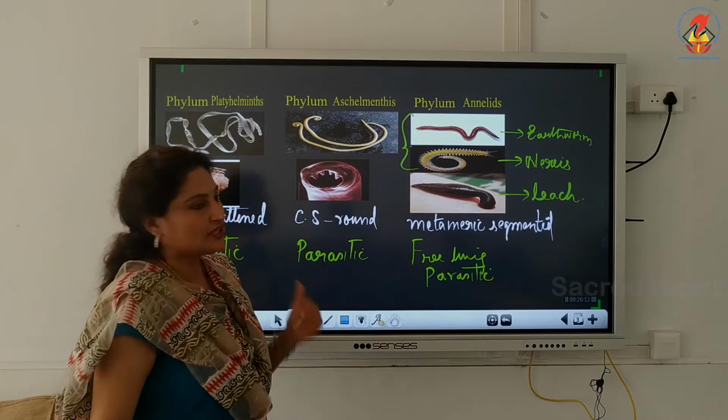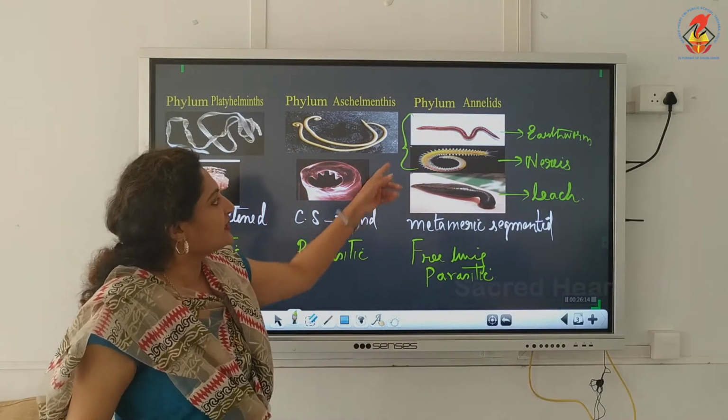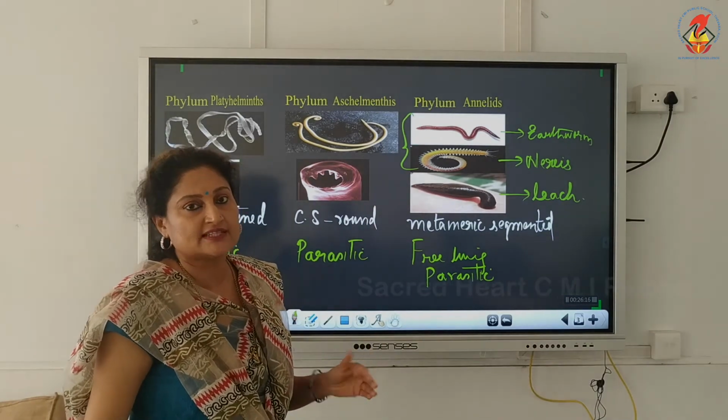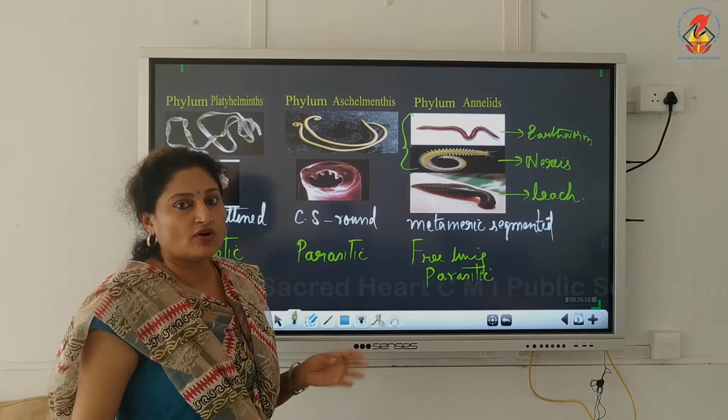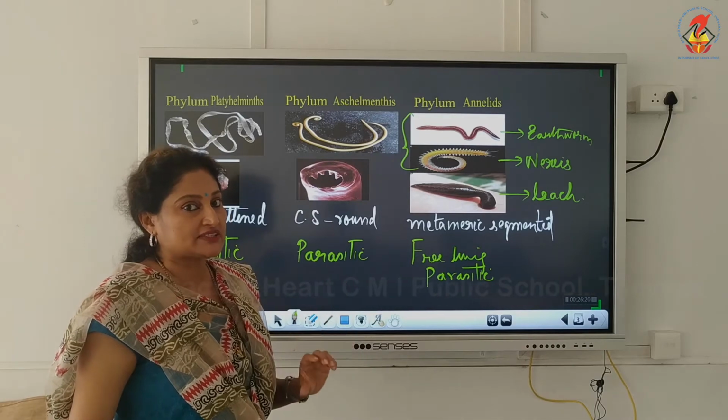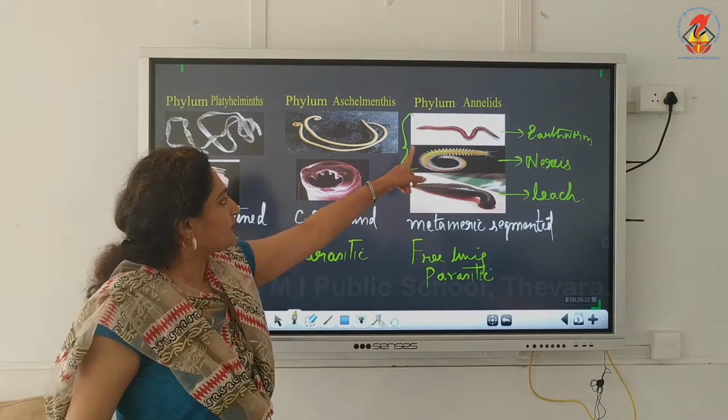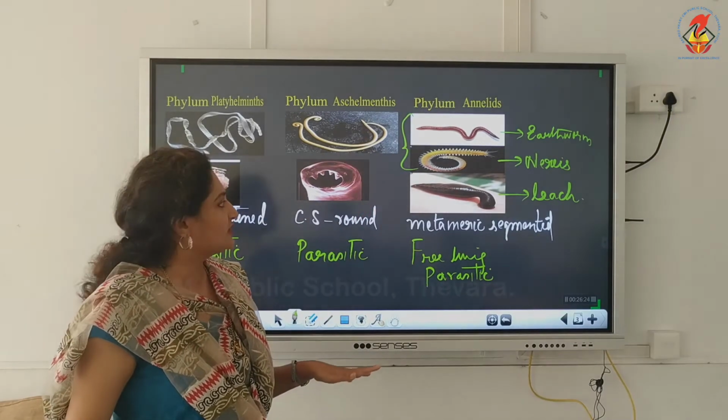So, how do they move? They should have some locomotory organs. In earthworm, they have the longitudinal muscles and the circular muscles, and so by the alternate contraction and relaxation of the muscles, they move. Okay, that's the way earthworm moves on the surface of the earth.